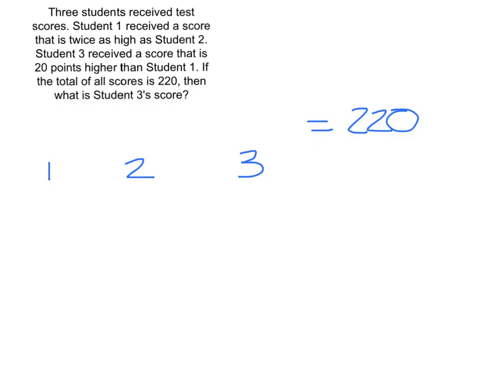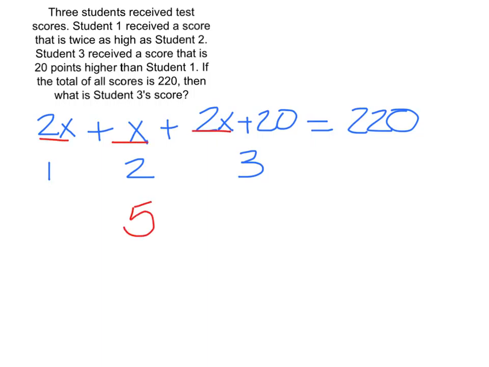So again, student 1 received a score that is twice as high as student 2. This will be student 2. This will be student 1. And student 3 received a score that is 20 points higher than student 1. Student 1 is 2x, so we add 20 to it. And add all these together. You have 2, 3, 5 x's. And then plus 20 equals 220.